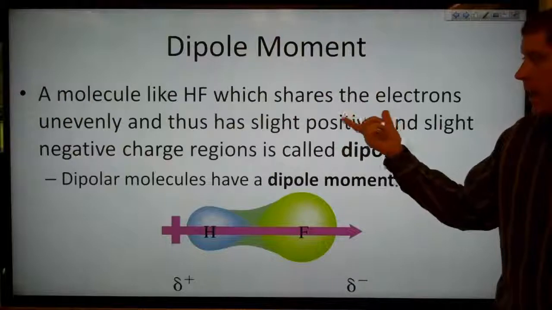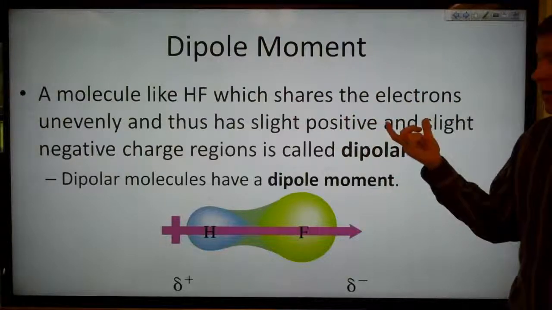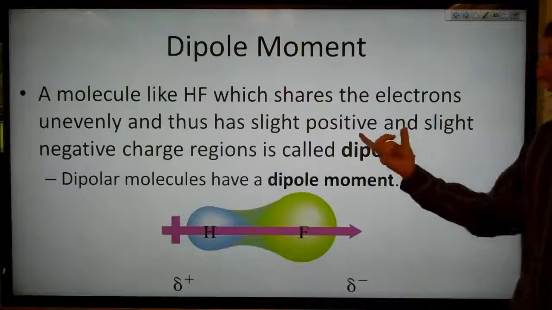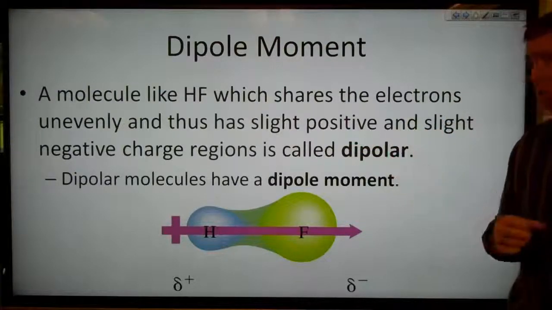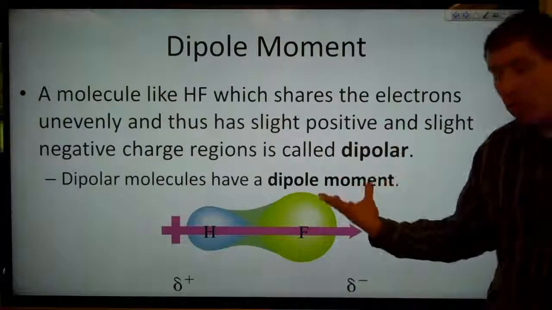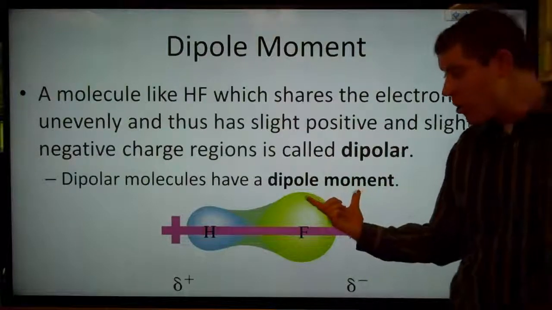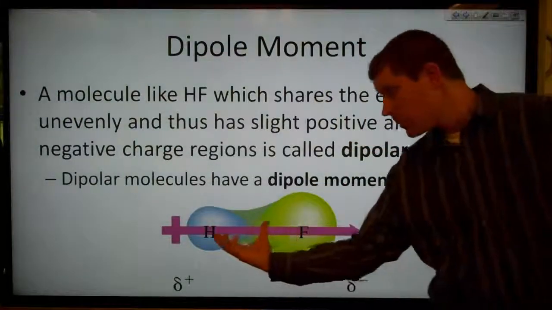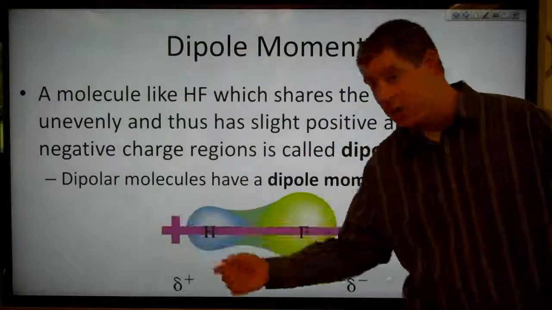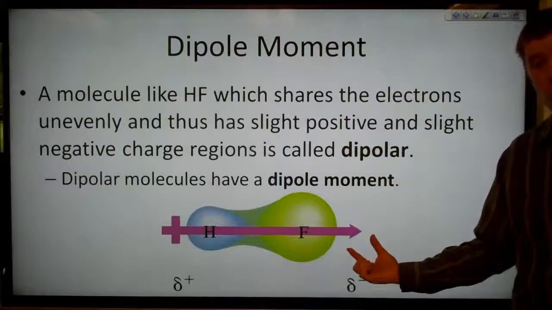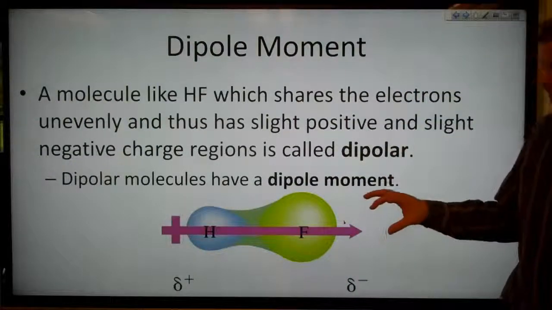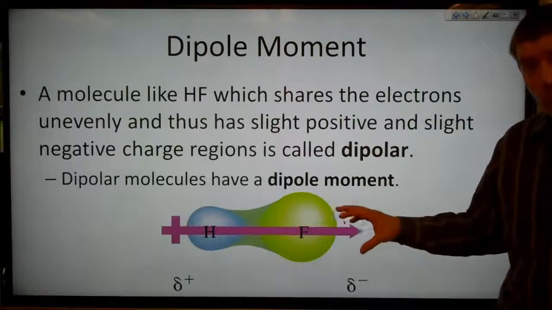A molecule like HF, hydrogen fluoride, shares the electrons unevenly and has a polar covalent bond. It has a slight positive charge region and a slight negative charge region, and this is called a dipolar molecule. It's a polar molecule. It has a dipole moment in it. The dipole is symbolized here with this arrow with a positive tail on it, and the arrow head pointing towards where the electrons are. So this is the negative end of the molecule, that's the positive end of the molecule. And so this molecule has a dipole moment to it.